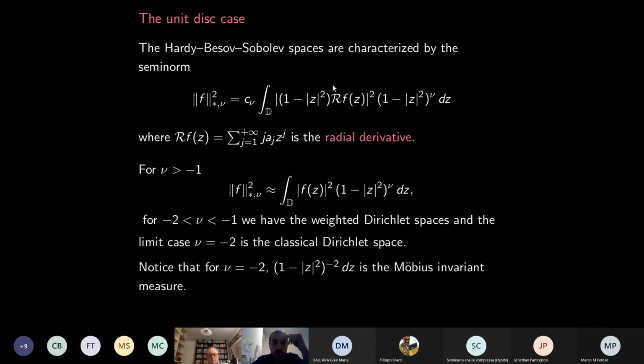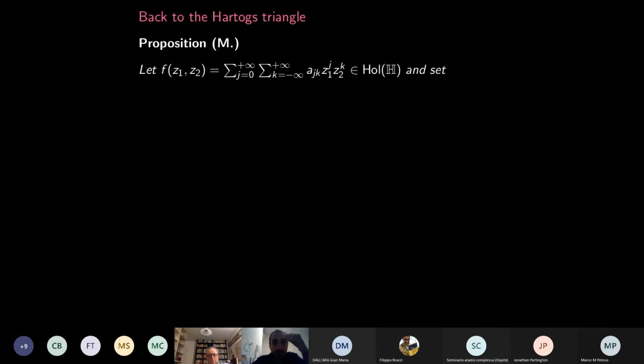So now I want to prove something similar on the Hartogs triangle, and use something like that to define weighted Dirichlet spaces and the Dirichlet space on the Hartogs triangle. So we have the following result.